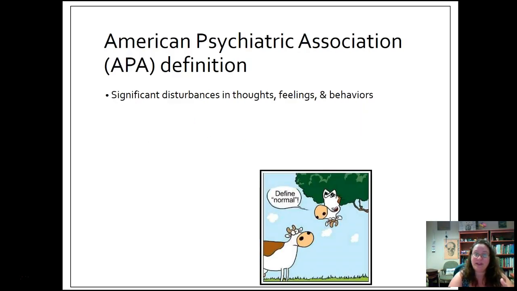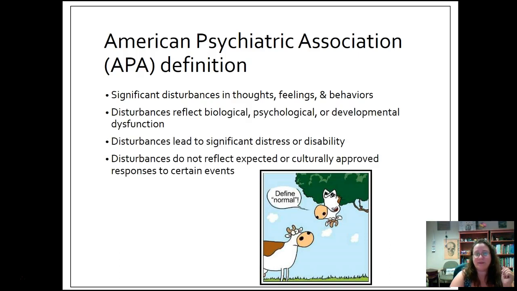So what is abnormal then? We're muddying all these terms and trying to use them correctly, and we're saying abnormal is something different. So what does it mean to have a psychological disorder, to have abnormal behavior? It means that we've got a significant disturbance in our thoughts, our feelings, and our behaviors, and these disturbances are due to some kind of dysfunction. They lead us to feel distress or have a disability, and they don't reflect expected or culturally approved behaviors.